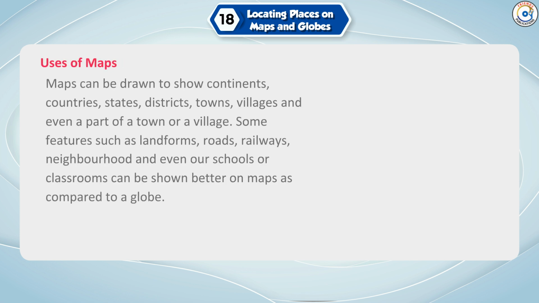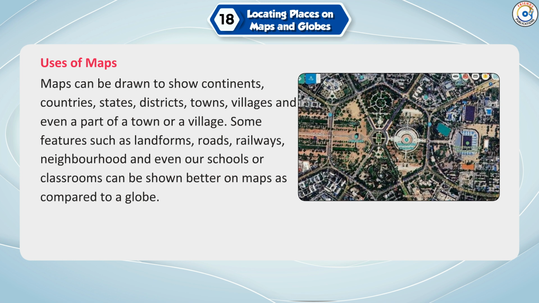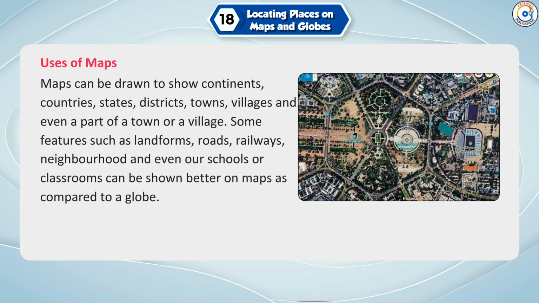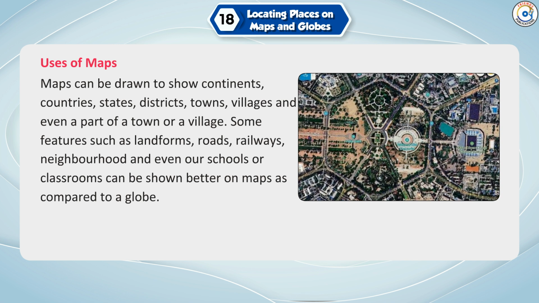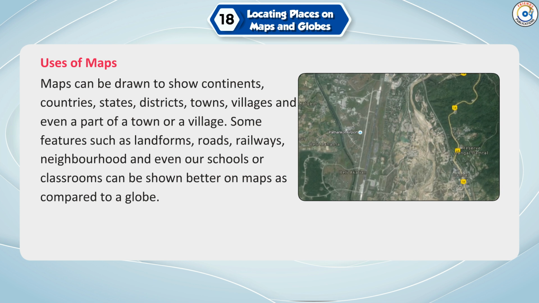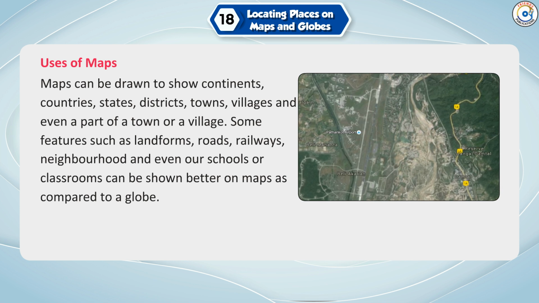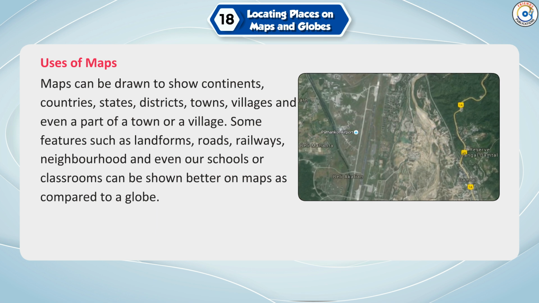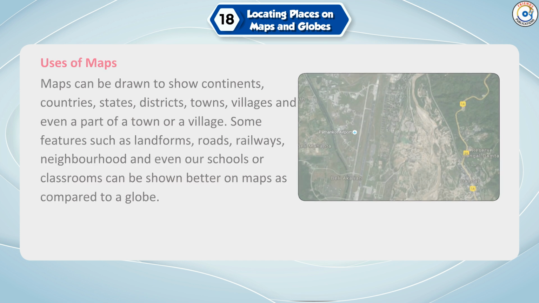Uses of maps. Maps can be drawn to show continents, countries, states, districts, towns, villages, and even a part of a town or a village. Some features such as landforms, roads, railways, neighborhood, and even our schools or classrooms can be shown better on maps as compared to a globe.